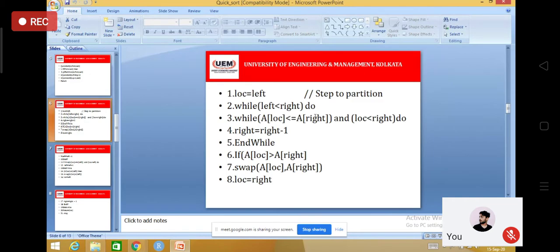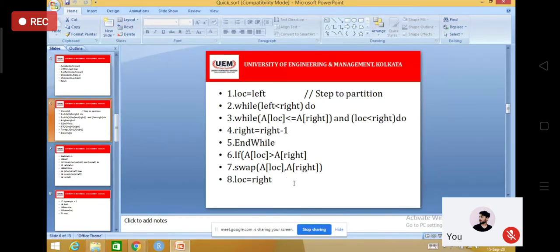But if this is not true, and you find this element is greater than this, then you just need to swap their positions. The pivot element will go into that position, and the right element will come to the position of this LOC, the pivot position. Now your pivot is in the right position where you have swapped. So the pivot element, the element that you have chosen, is fixed. Only the positions are being changed. So this is one. Now it is on the right side.